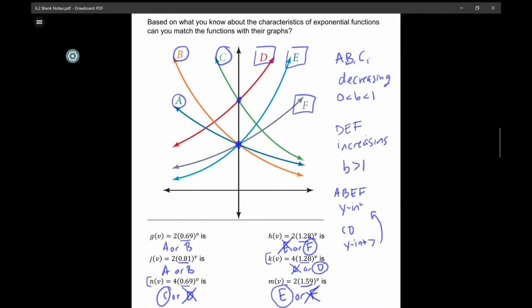So that guy is going to be B. And A is going to be this one because it's decreasing less swiftly. It's losing less each time. Hope that made sense to you guys.